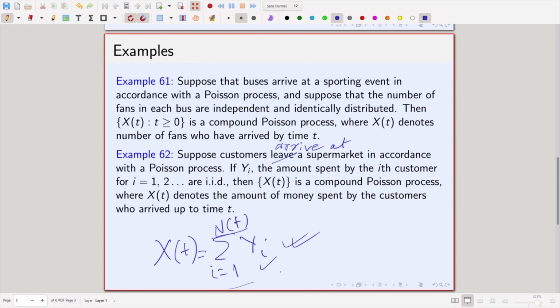Again, this is a very real life situation, the amount spent by customers in a supermarket. That can be modeled by a compound Poisson process, provided the arrival process is Poisson and the amount spent is IID. So, all these assumptions are needed, only then can you say that it is a compound Poisson process, but you can see that you can use compound Poisson processes to model very real life scenarios.